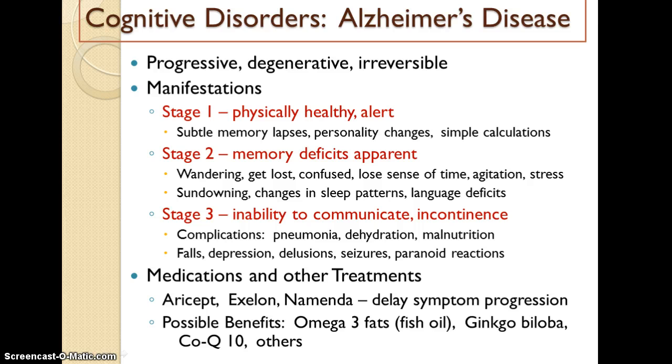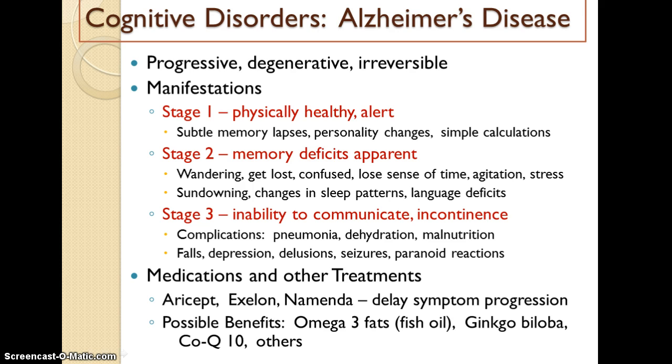Stage 3 is the inability to communicate, and even incontinence. And I say "and even incontinence" because they don't necessarily have incontinence. Complications can be pneumonia, which is one of the biggest complications that causes death in patients with Alzheimer's. Dehydration, malnutrition, falls, another big one, depression, delusions, and seizures.